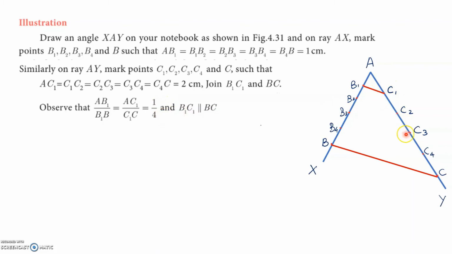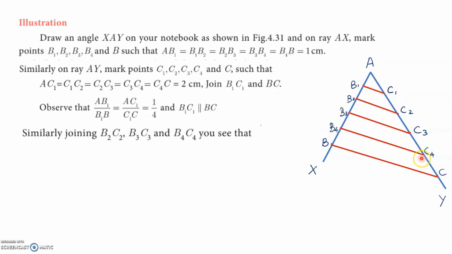Similarly, since they are all equidistant on the ray AY, you will get AC1 divided by C1C. C1C is 4 times the length of AC1. So AC1 over C1C can be written as 1 over 4. And further, you can also observe that our B1C1 is now parallel to BC. Similarly, let's now join our B2C2, B3C3, and B4C4.